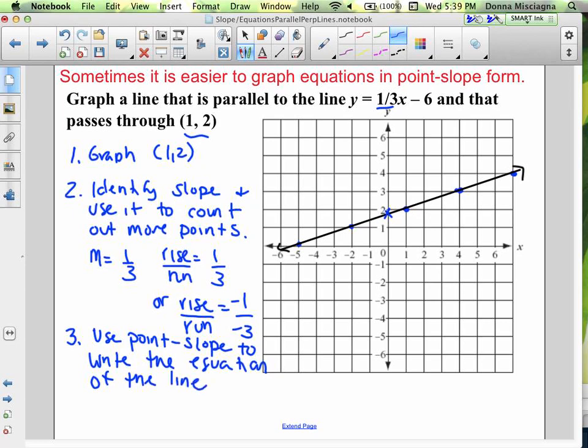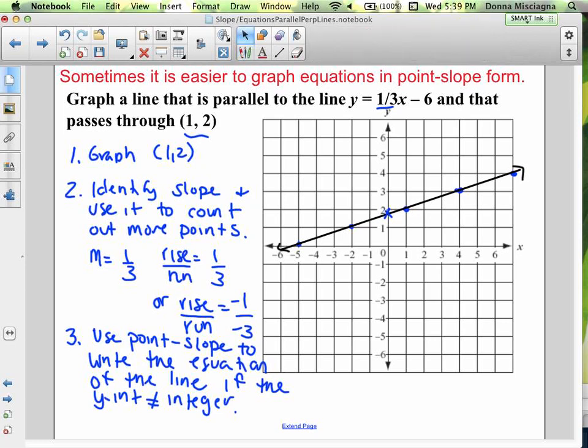If the y-intercept is not an integer, we don't want to guess what it is. We don't want to say it's approximately this. No, we need to have exact. There's no rounding here. We want exact numbers. So let's use point slope.